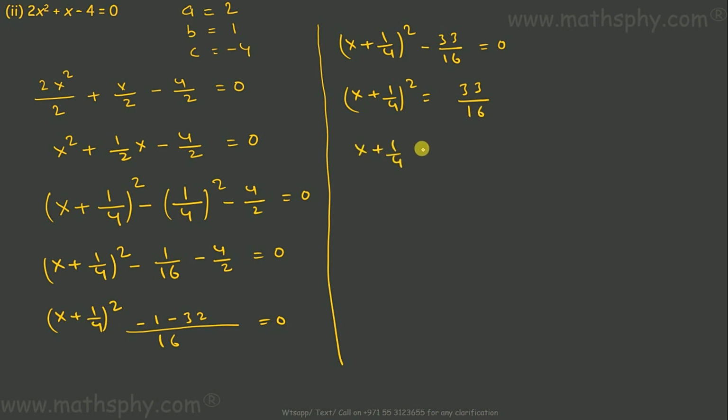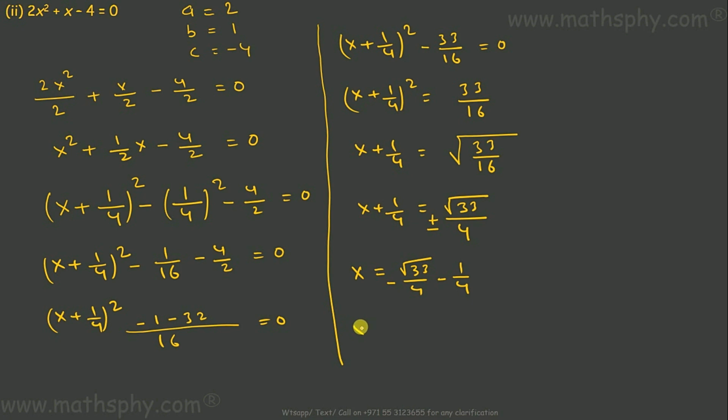X plus 1 over 4 equals root of 33 over 16. So x plus 1 over 4 is equal to, 33 stays inside. So this would be root 33 over root 16, which is plus minus 4. So this is plus minus 4. So x can be root 33 over 4 minus 1 over 4, and x can be negative root 33 over 4 minus 1 over 4.